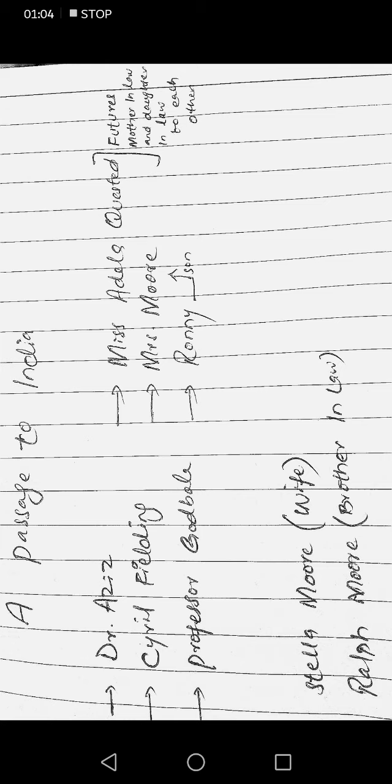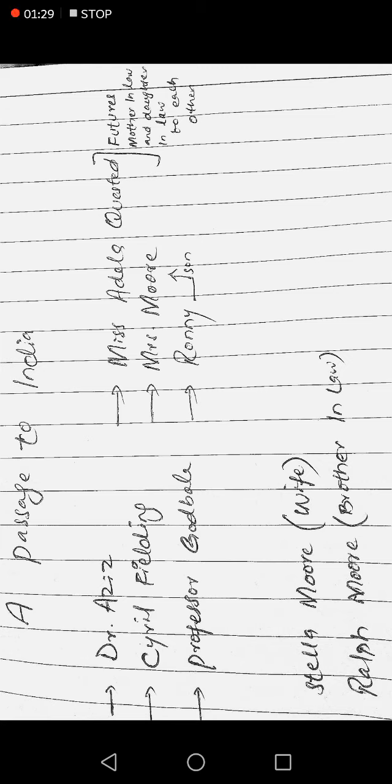Our first character is Dr. Aziz, a young Indian man, discussing with his friend the friendship of an Indian and an English fellow, and he had the opinion that some English people are good whereas some are rude.